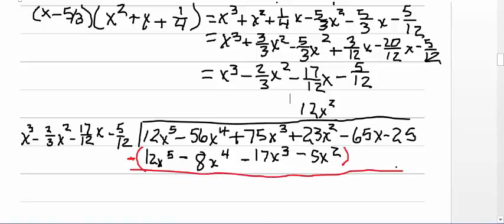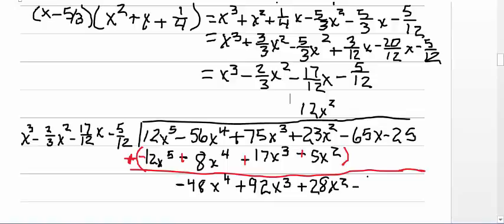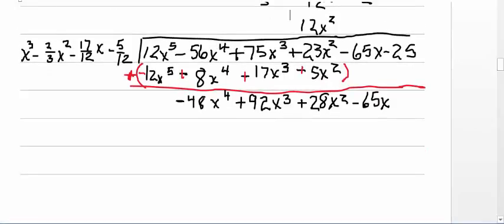I can turn this into an addition by changing the sign of every term involved in the subtraction. So the first addition always gives 0. The second gives negative 48x to the 4th. The third addition gives 92x cubed. And the fourth addition gives me 28x squared. I'm going to bring down the negative 65x. Since my divisor has 4 terms, I need 4 terms before I repeat this process.